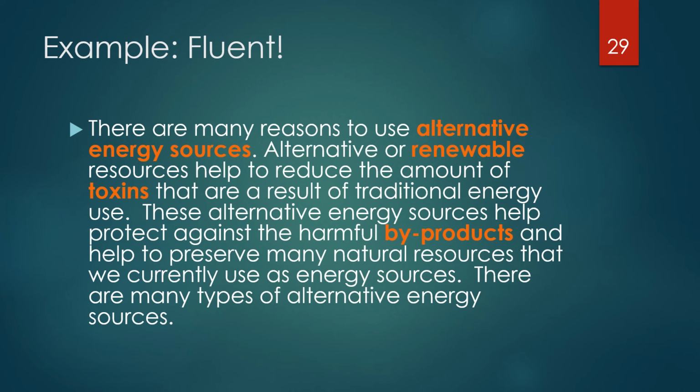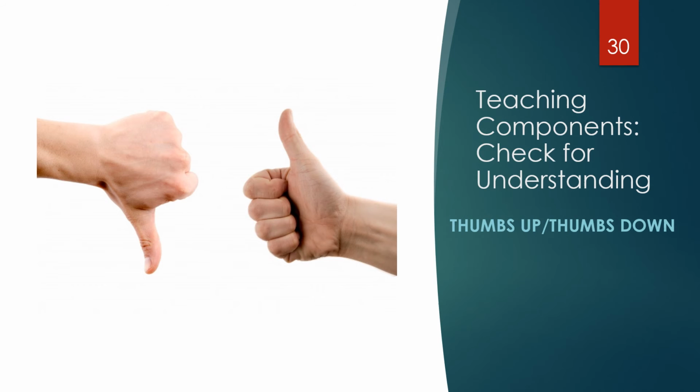There are many reasons to use alternative energy sources. Alternative or renewable sources help to reduce the amount of toxins that are a result of traditional energy use. These alternative energy sources help protect against the harmful byproducts and help to preserve many natural resources that we currently use as energy sources. There are many types of alternative energy sources. How did that example demonstrate fluent reading?